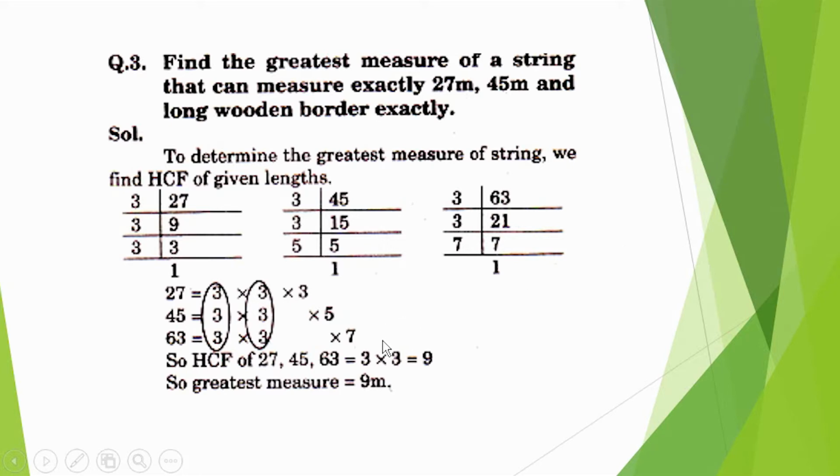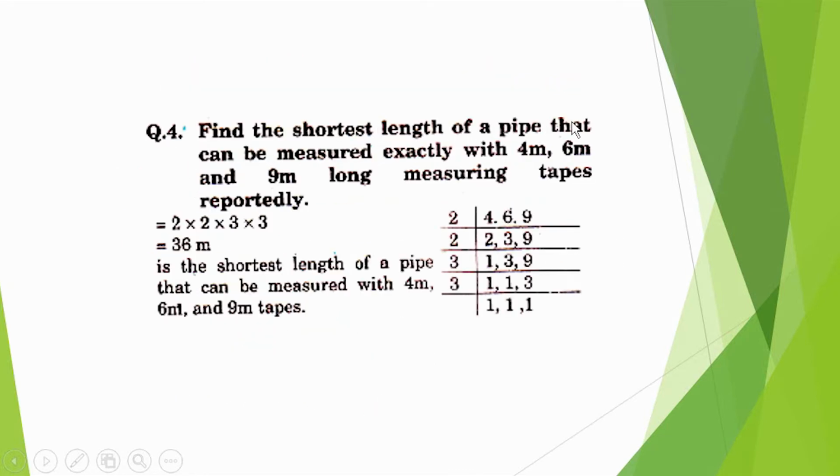Now we take the factors. These are the common factors, the highest common factor. Now we multiply these values. 3 3s are 9. Here is the 3 factor, which is the highest common factor of these three lengths, so the greatest measure is 9 meter.